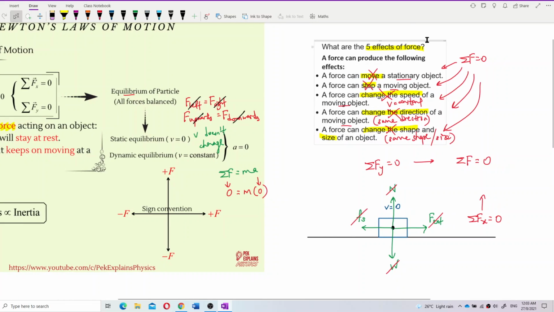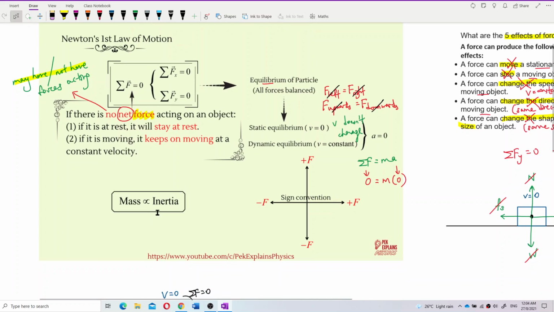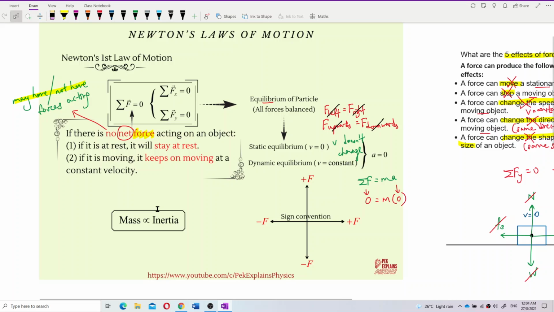Okay, that's it. That is what Newton's first law means. Another thing is mass and inertia, which are also mentioned in Newton's first law.